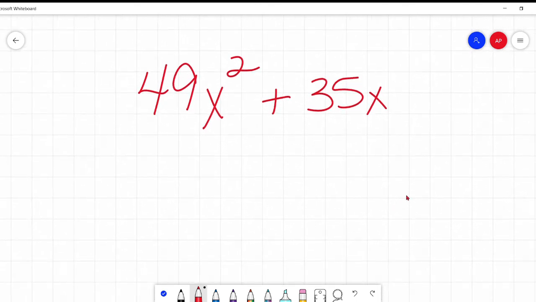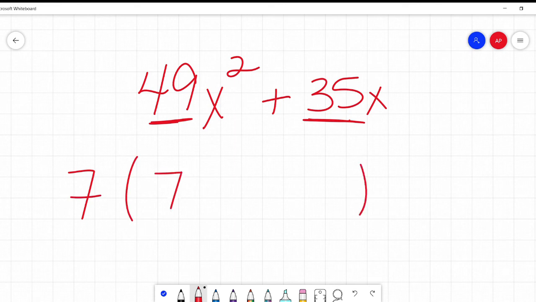So I'm going to look at the numbers and then the variables separately. So first I look at 49 and 35. I go, what numbers go into both of those? I'm pretty sure those are both in the 7s times tables. So I'm going to see if I take 7 out, 7 times 7 is 49, and 7 times 5 is 35. Okay, now I have x squared and x. What goes into both of those?